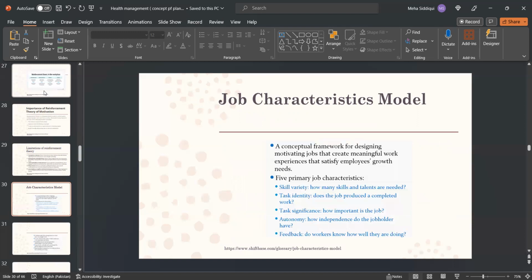Then comes the job characteristics model. It is a conceptual framework for designing motivating jobs that create meaningful work experiences that satisfy employees' growth needs. The 5 primary job characteristics are skill variety, that is how many skills and talents are needed. Then comes task identity. Does the job produce completed work? Task significance. How important is the job? Then comes autonomy. How much independence does the job holder have? Then comes feedback. Do workers know how well they are doing? So these are the 5 primary job characteristics.